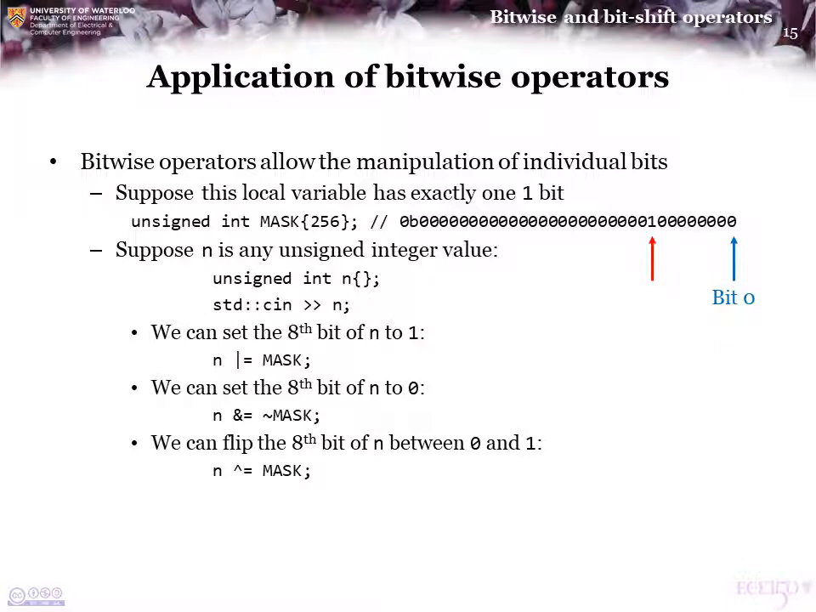You can use XOR to flip the bit value between 0 and 1. So in this case, if n originally had an 8th bit that was equal to 1, after applying XOR with this mask, then the 8th bit will be 0. Did I get that right? It's going to be flipped. So if it was originally 1, it becomes 0. If it's originally 0, it becomes 1. Notice that all other bits are left unchanged because 0 XOR 0 is 0 and 0 XOR 1 is 1.